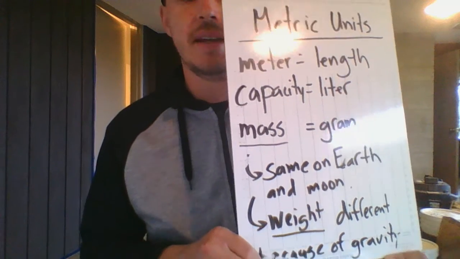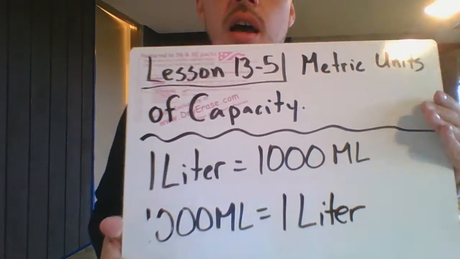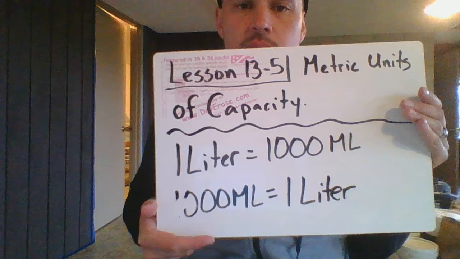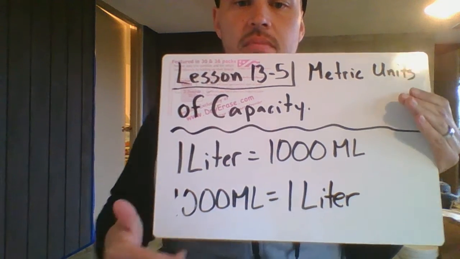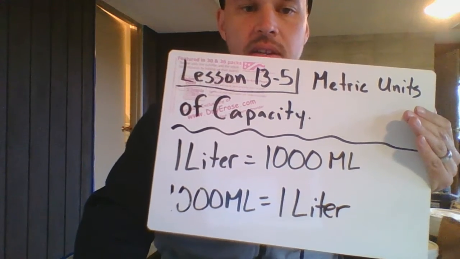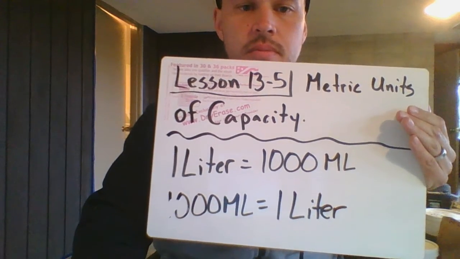Anyways, we're dealing with capacity today. I'd like you to write this down in your notebook or whatever piece of paper you're working on. 1 liter equals 1,000 milliliters, and 1,000 milliliters equals a liter. I'm going to pause here and then work through a couple of problems with you.